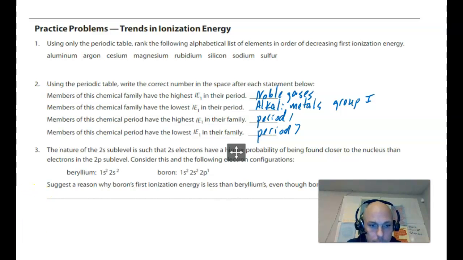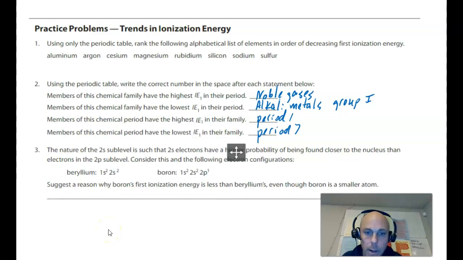Question 3. We talked about, hopefully you recollect that, even though boron has one more proton, has a higher effective nuclear charge, when its outermost electron is removed, it's removed from the 2p sublevel, which is slightly further away from the nucleus than the 2s, creating a weaker force of attraction and a slightly lower ionization energy, again, despite that it's to the right of beryllium and has one more proton.